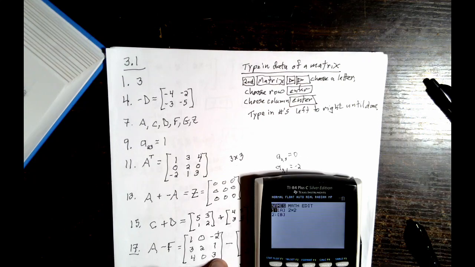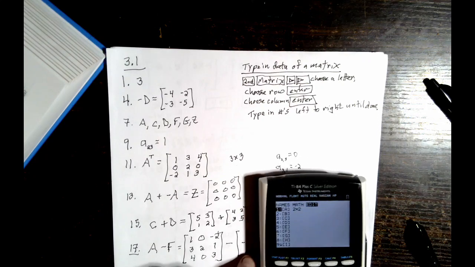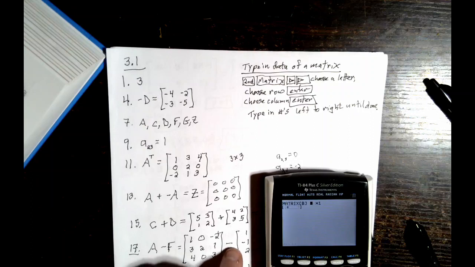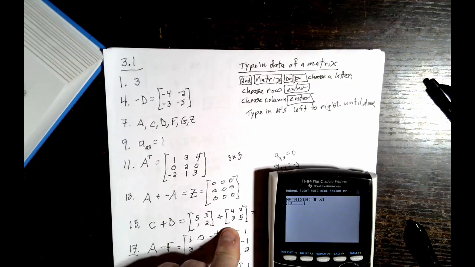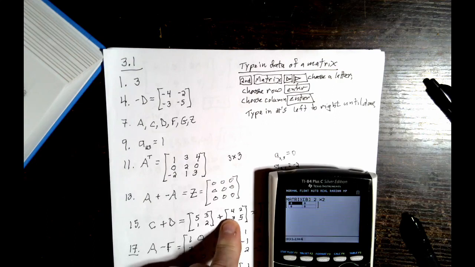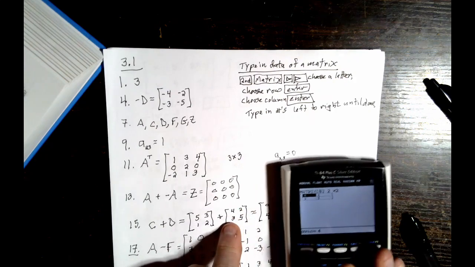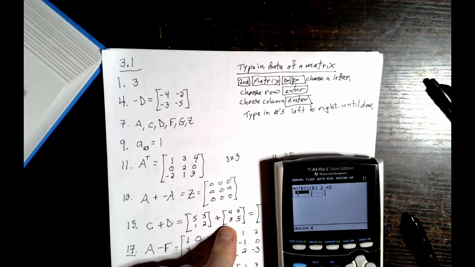Now let's do another one. Second matrix, arrow to the right twice, and let's choose number 2. Let's type in what D is. It's a 2 by 2, 2, enter, 2, enter. And now you got 4, enter, 2, enter, 3, enter, 5, enter. And there you go. We call it the matrix D, or B.